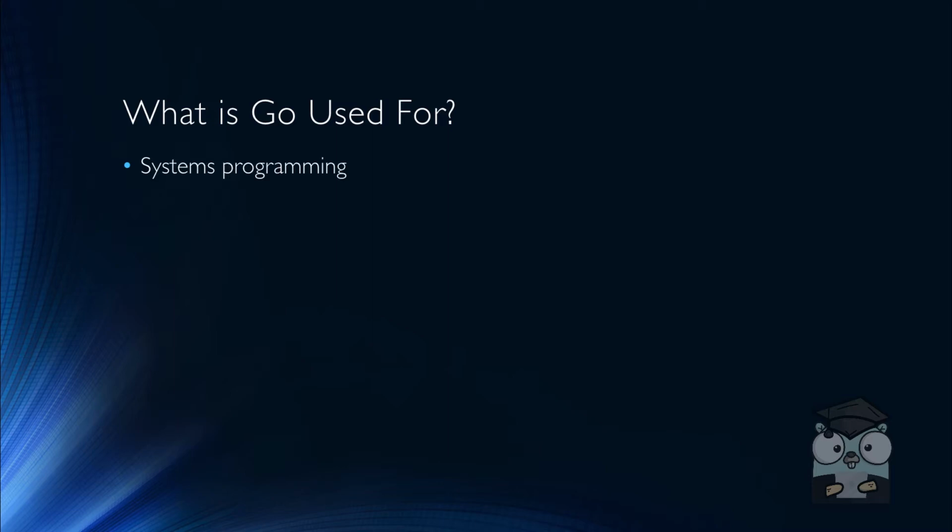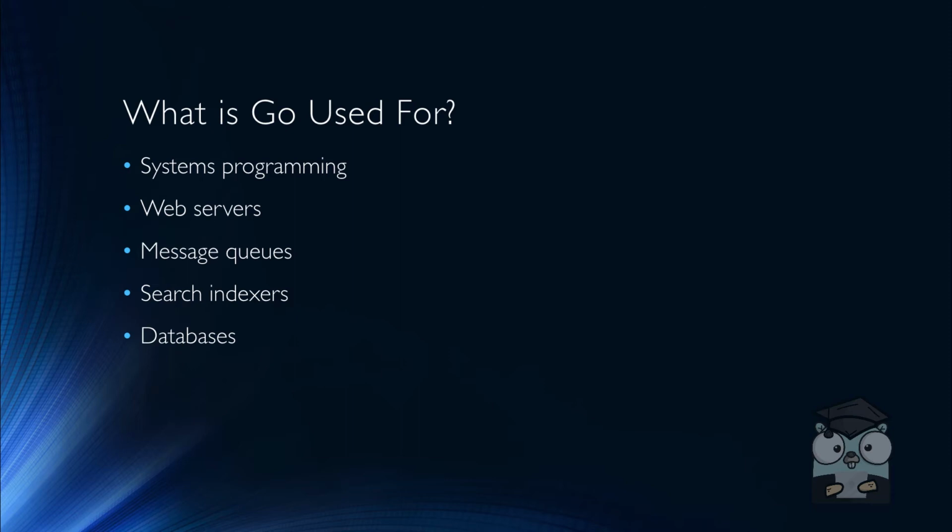So what is Go supposed to be used for? Systems programming is what comes to mind most of the time. You have web servers, everything from serving up static assets to providing APIs to full-sized websites. You have your message queues, search indexers, databases. There's actually quite a few databases written in Go. And then it's also good for compilers and related tools, not just for writing tools for Go itself, but for other languages.